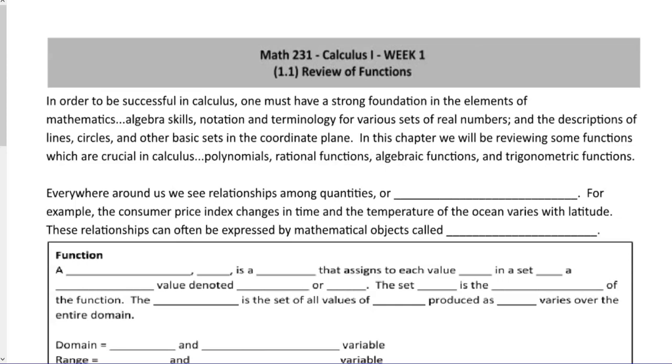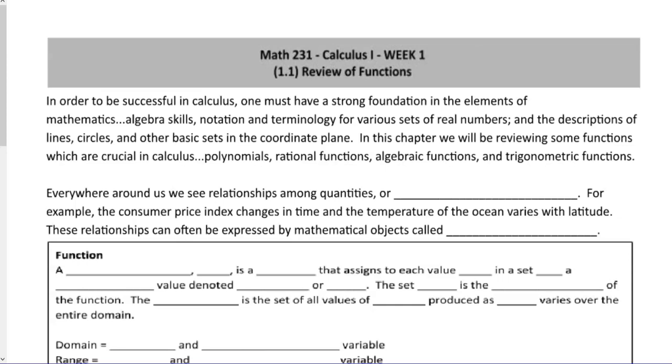Polynomials are things like y equals x cubed minus 3x squared plus 2. Rational functions are those that are fractions. Algebraic functions could be things like a square root function, a cube root function, anything like that, or an exponential function. And then our trigonometric functions will include sine, cosine, cotangent, etc.